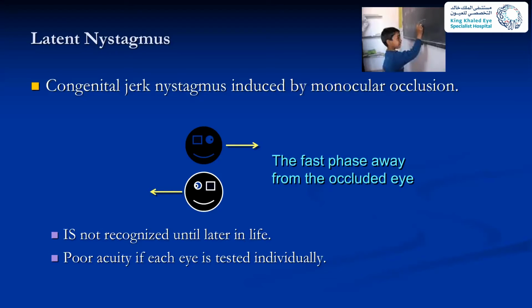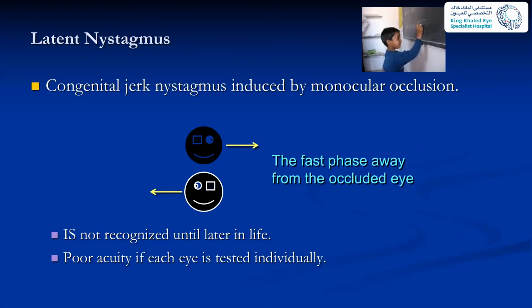That means the child with both eyes open usually has no ocular movement or minimal. While when we cover one eye, like here, we cover the right eye, the open eye will have a jerk nystagmus and the fast phase is away from the occluded eye. This is occluded, so it's away from the occluded eye. And the nystagmus is not recognized until later in life. That's why we call it latent nystagmus, although it is congenital, okay?